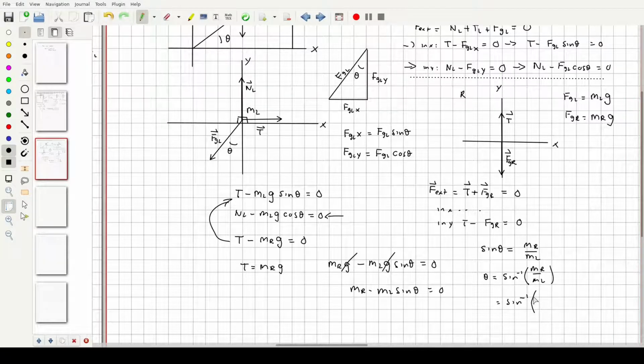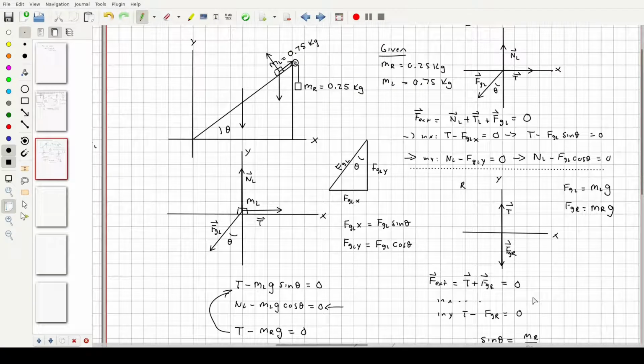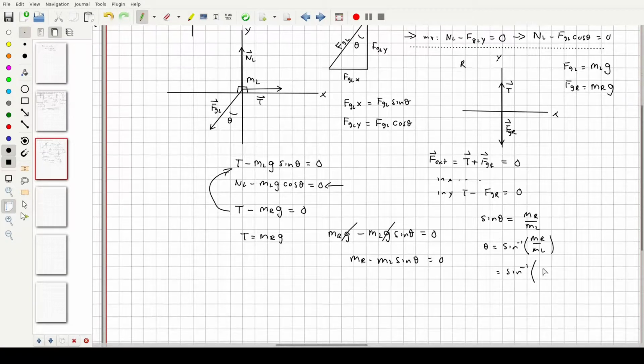So what's MR? Well, that was up here, 0.25 kilograms. ML is 0.75 kilograms. So 0.25 kilograms over 0.75 kilograms, like that. And when you plug that into your calculator, and make sure your calculator is in degree mode, you get an angle of 19.47 degrees. Now, keeping to 2 sig figs, this would be 19 degrees about.